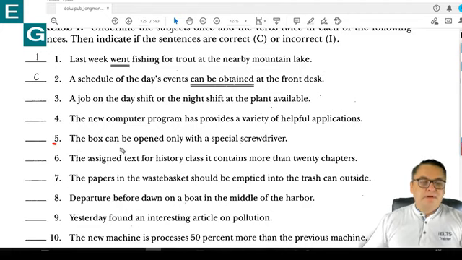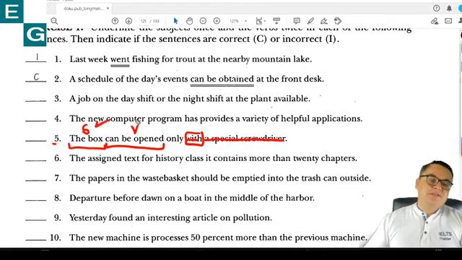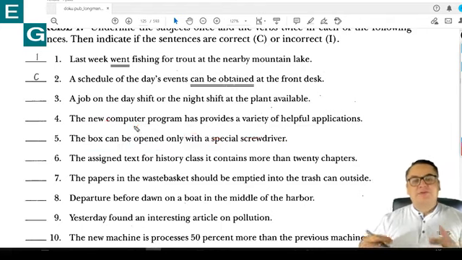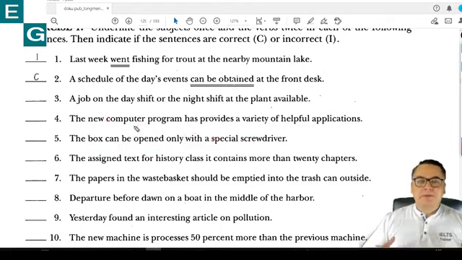Number 5. The box can be opened only with a special screwdriver. The box is my subject. Can be opened is my verb. Only with, this is a preposition, with, so I can delete the rest of the information and still extract what I'm looking for. Subjects and verbs.